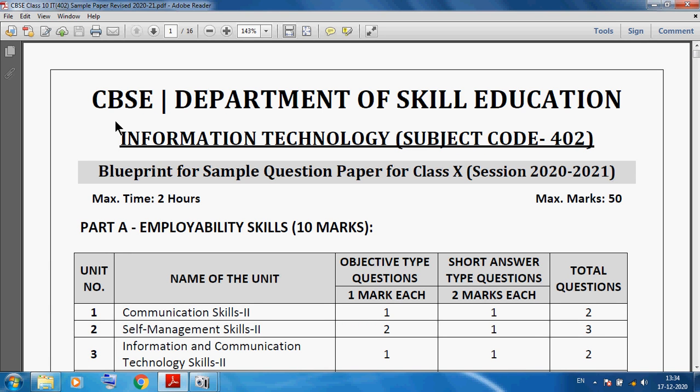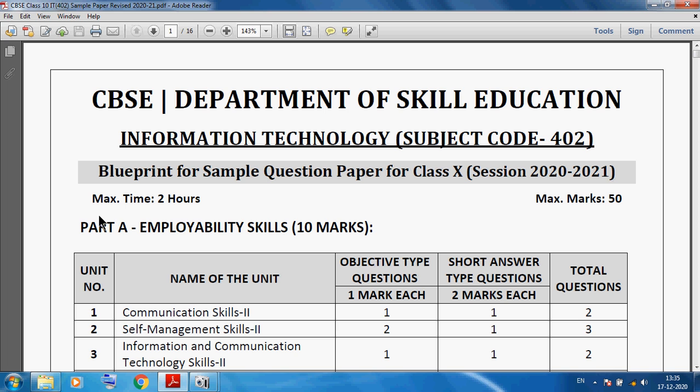Today I am discussing our CBSE sample paper. You can see CBSE Department of Skill Education, Information Technology, subject code 402. Our subject code is 402. You can see the blueprint for the sample question paper for class 10, our IT subject, session 2020-21.